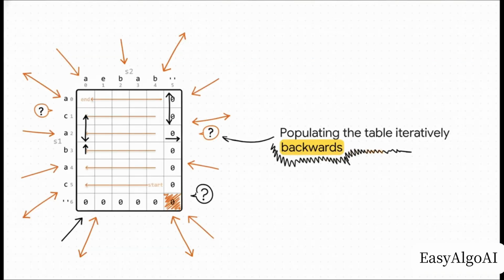Here's the trick. We don't start at the top left. Instead, starting all the way down at the bottom right next to our zeros, we systematically work our way backward, cell by cell, row by row.